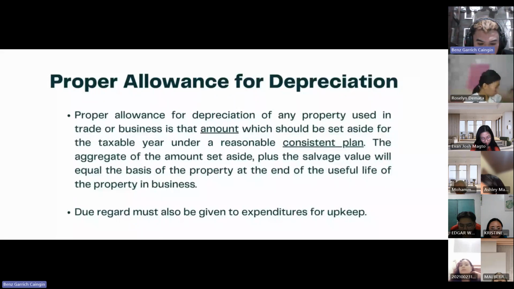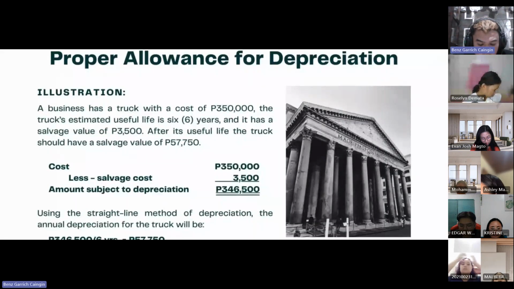So in this slide, we have an illustration of the calculation of proper allowance for depreciation. And here is the example. Let's say a business has a truck with a cost of 350,000 pesos. The truck's estimated useful life is 6 years, and it has a salvage value of 3,500 pesos. After its useful life, the truck should have a salvage value of 57,750 pesos. So the proper allowance for depreciation is calculated as follows, as you can see here.